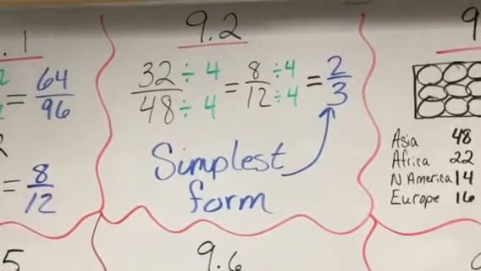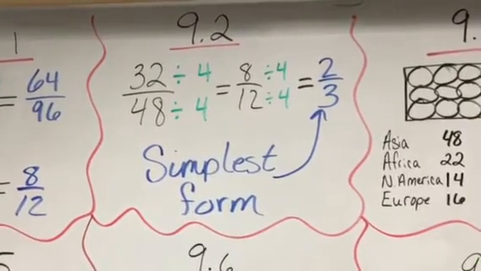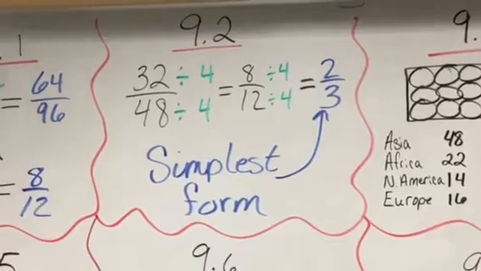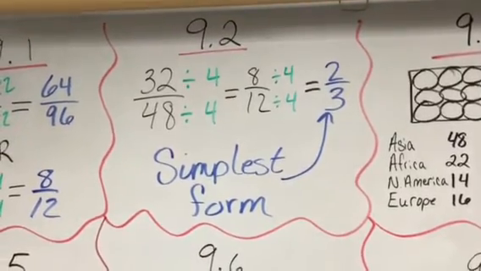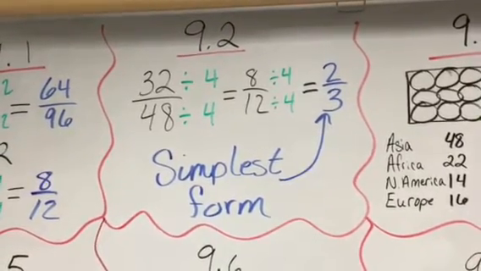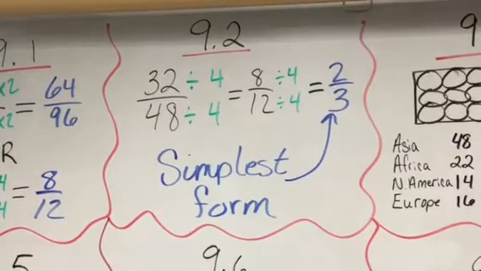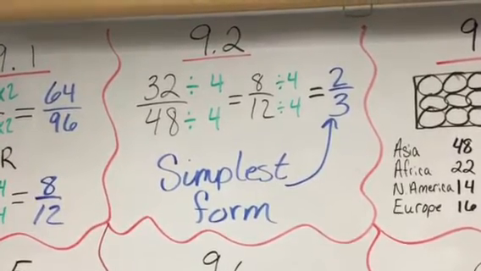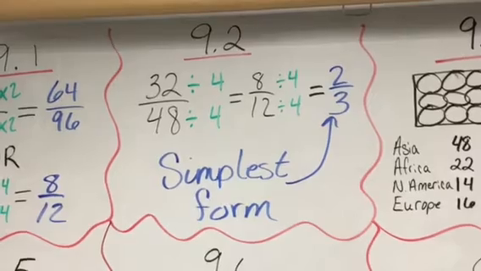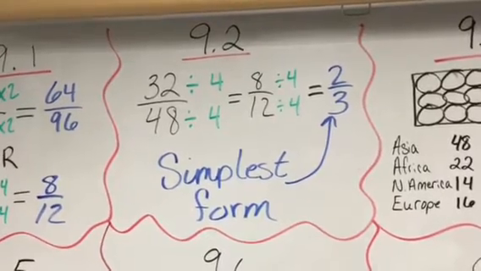Now let's take a look over at 9.2. 9.2 took that same principle of finding equivalent fractions, but took it to the next level, or at least the simplest level, and brought it all the way down. So we started with 32/48, and we said, what could we divide into both 32 and 48? And we found 4, and that gave us 8/12.